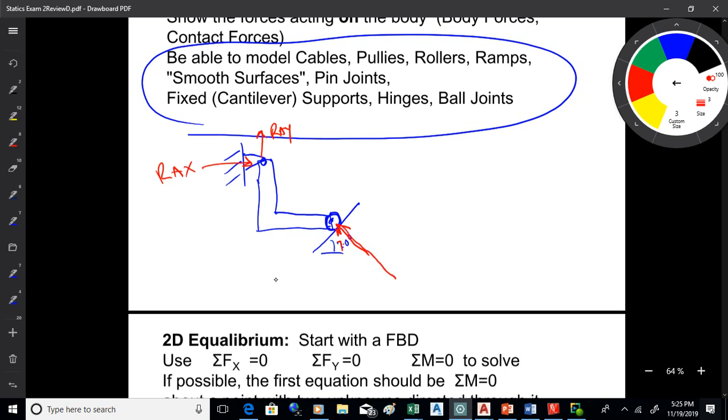If that's 70 degrees there, 90 minus 70 will get you 20 degrees for the force angle. And you might have a weight or something here. Don't overthink it. Just look at the connections. Put in forces and couples to represent the motions that the connections prevent.